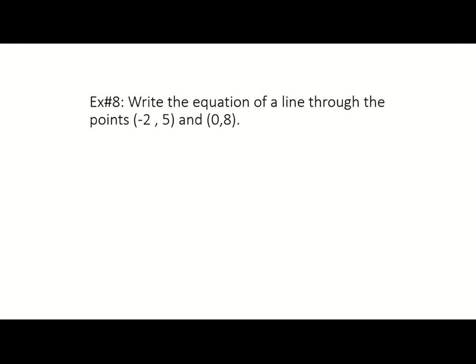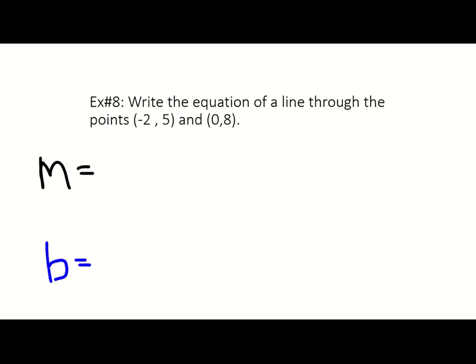Our next example, we're going to write the equation of a line through the points (negative 2, 5) and (0, 8). So what we want to do is figure out what m, our slope of the line, is, and what b, the y-intercept of our line, is.